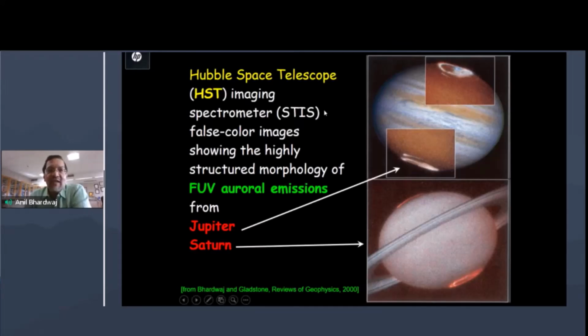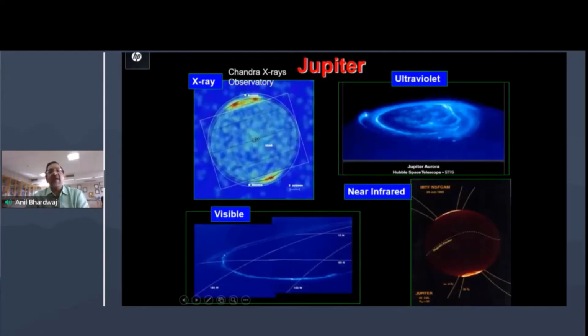And these are actually images taken by the Hubble Space Telescope, which show the ultraviolet aurora on Jupiter as well as Saturn. And aurora is not only happening in the visible or ultraviolet. It can happen in X-rays, infrared, or even in the microwave part. So these emissions which are produced in the polar regions of the planets are also multispectral. It starts from almost X-rays and goes into the microwaves. So X-rays, ultraviolet, visible, infrared, and microwave, or even the radio wave.